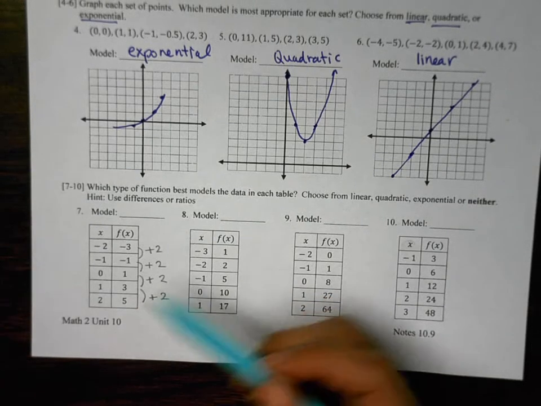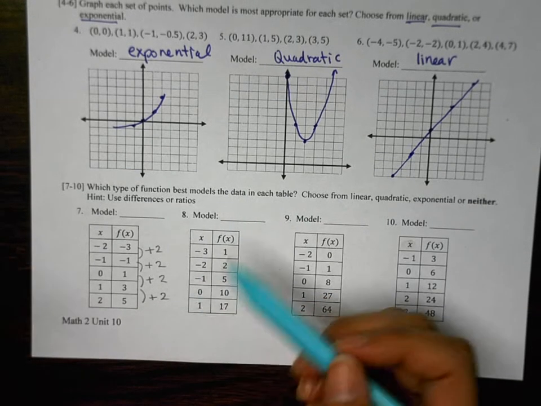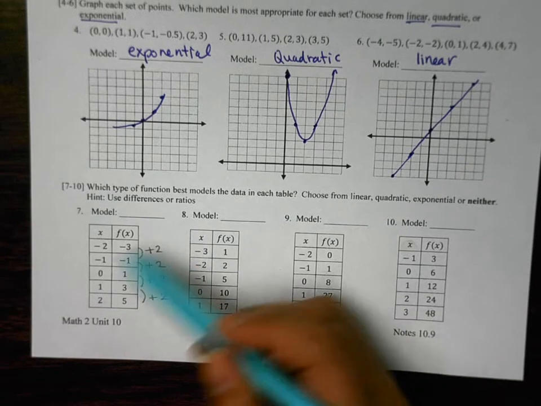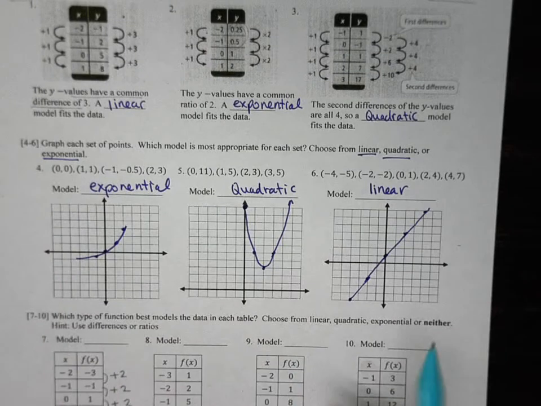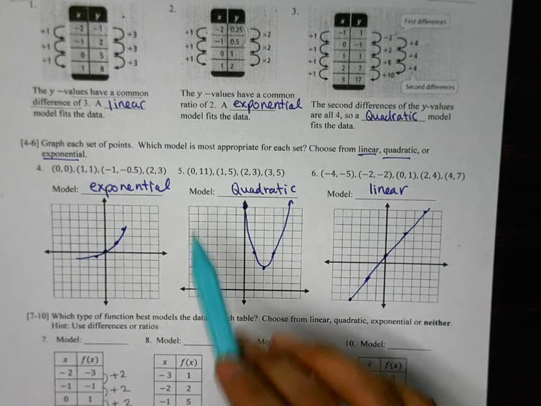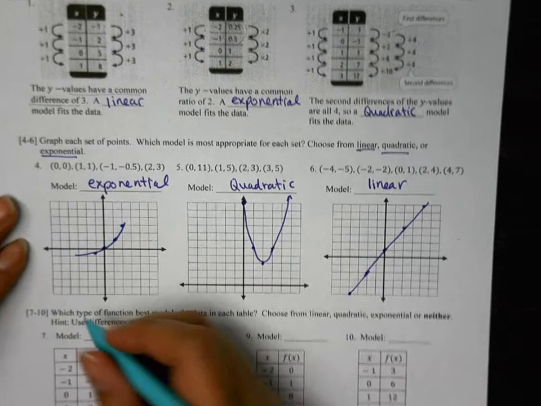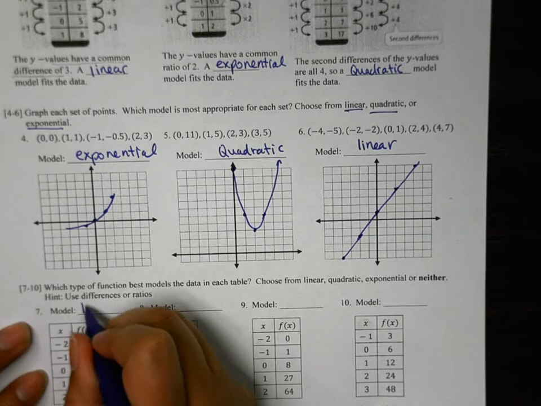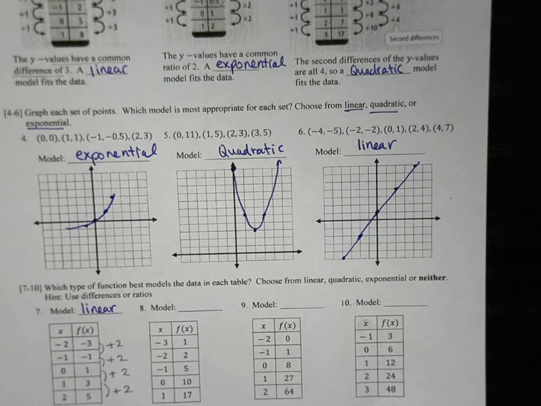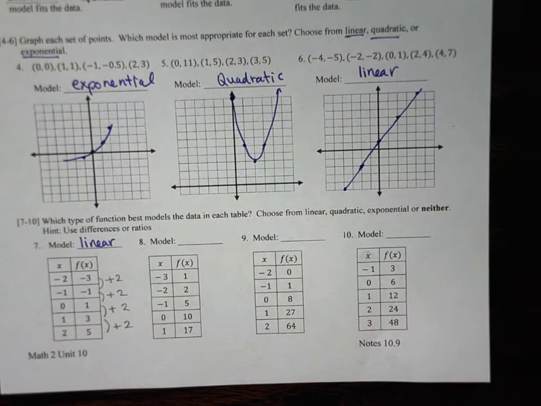1 plus 2 is 3. 3 plus 2 is 5. Is that a common difference or a common ratio? Difference is when I'm adding or subtracting. Ratios are when I'm multiplying or dividing. I'm adding here, so what is that? Linear, quadratic, or exponential? Linear. Does everybody agree with that?